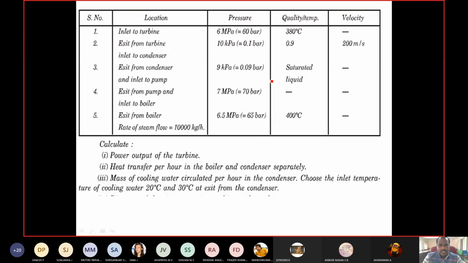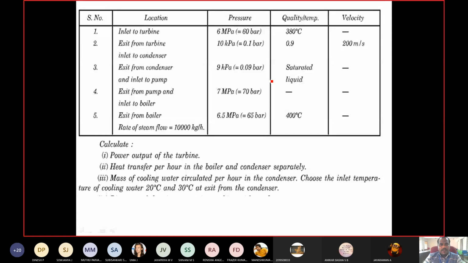So just look at this problem. They tabulated the properties of the cycle. The inlet turbine pressure is 6 MPa and the temperature T is 380 degrees Celsius. Then the exit from the turbine pressure is 10 kilopascal, with quality x of 0.9, that is 90% quality. Then we have a velocity of 200 meters per second.